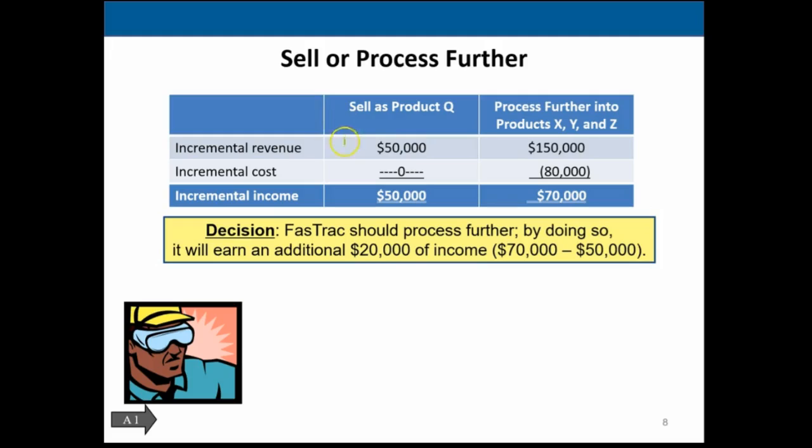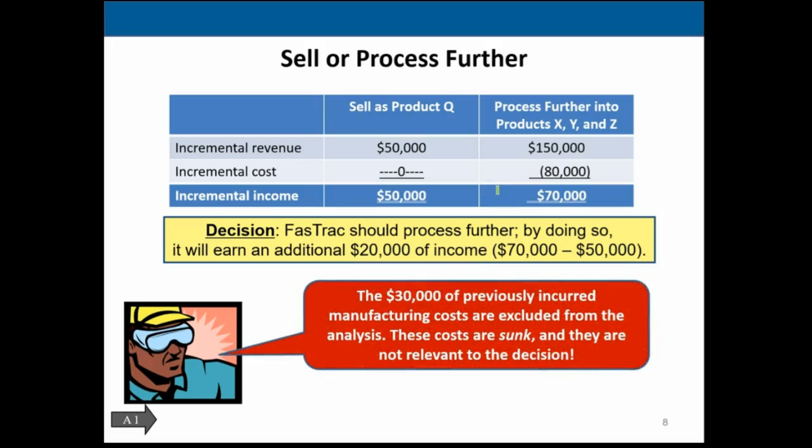As of this point in time, we could sell it for $50,000, which means we would get income of $50,000, or we could process further and sell it at the end of the day for $150,000 in the form of products X, Y, and Z rather than product Q, because we have processed it into X, Y, and Z. But the incremental costs at the margin from that point forward would be $80,000 more in order to process further. Therefore, the 150 minus the 80 would be 70, and that would be higher than the 50. Therefore, processing further in this case would be the way to go. So Fast Track should process further.